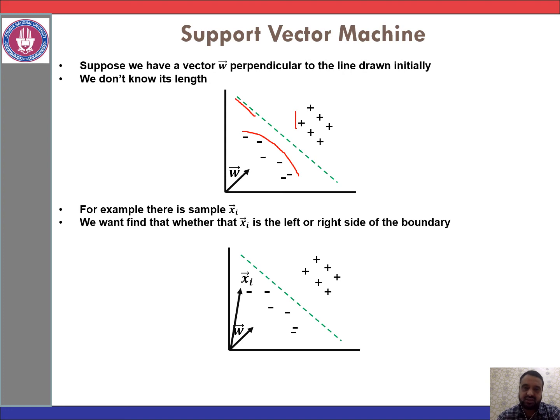Now the next step is we will take an example. Suppose here xi is an example we took, and then we will find whether this example lies on the left side of this line if it is two-dimensional, or hyperplane if it is more than two-dimensional. So whether this xi lies on the left side or on the right side, whether it belongs to the negative class or the positive class, we will find it using this weight vector.